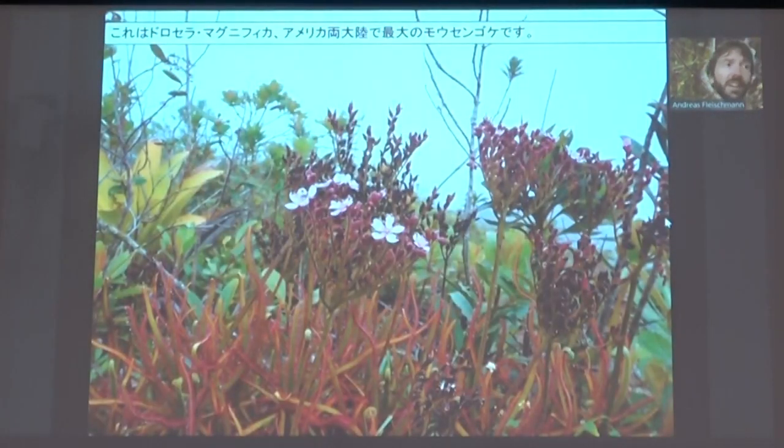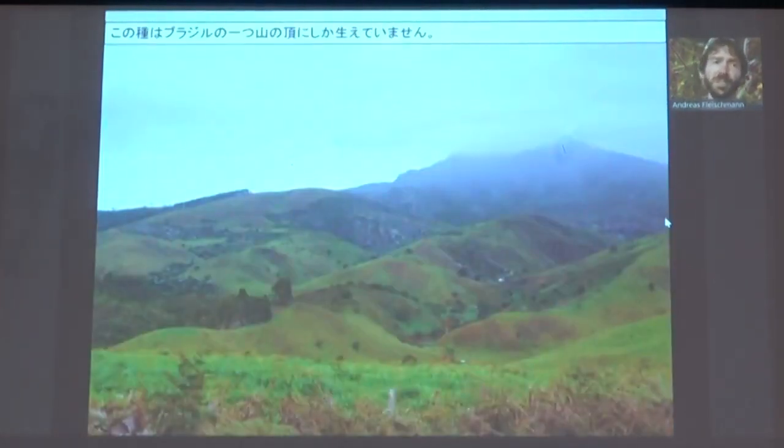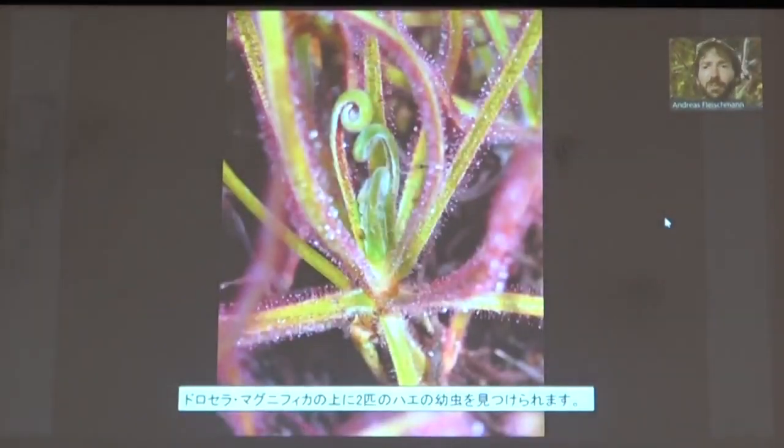Here you can see Drosera magnifica, the largest sundew species of the Americas, which was discovered on Facebook and where we, by chance, also were able to study this interaction. This sundew species grows only on a single mountain peak in Brazil, and there these larvae are frequently common. On this Drosera magnifica, you can even spot two fly larvae on the leaves, here indicated by these arrows, so they're sitting on these plants.